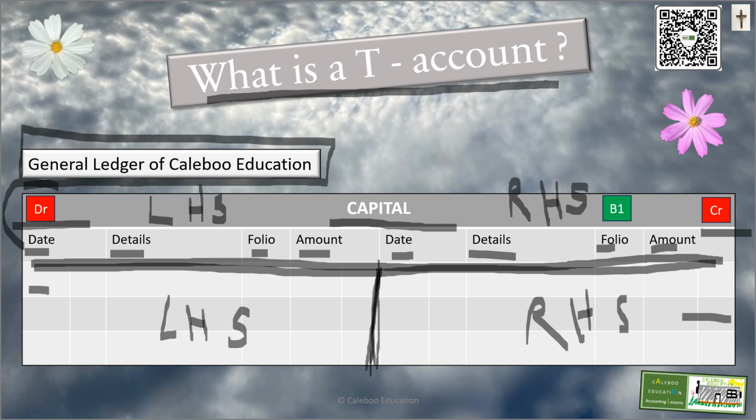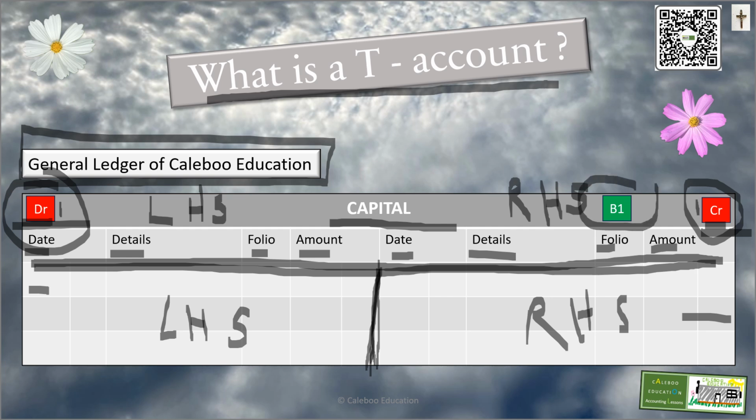And just by the way, DR is an abbreviation from the Latin word debitera, and CR comes from a Latin word creditera. One would think it would be DT and CT, but now that you understand, the DR and the CR come from Latin words. You can see why it's DR and CR.